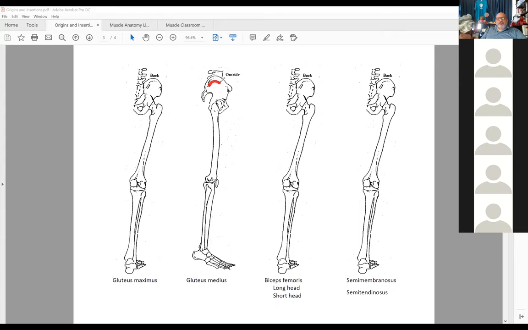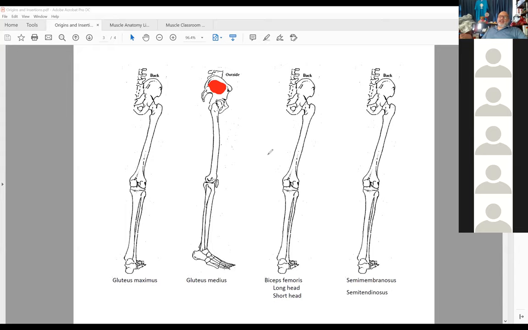Notice it doesn't go up onto the crest. It is under the crest. But there is this lateral kind of fossa here on our ilium, on the lateral aspect of the ilium. Not all the way up to the crest, not all the way out to the spines, but just this kind of indented region there on the lateral aspect of the ilium is the lateral origin of the gluteus medius.